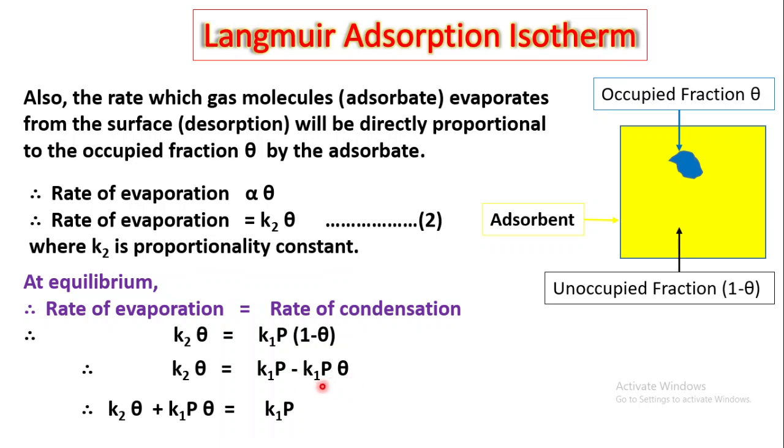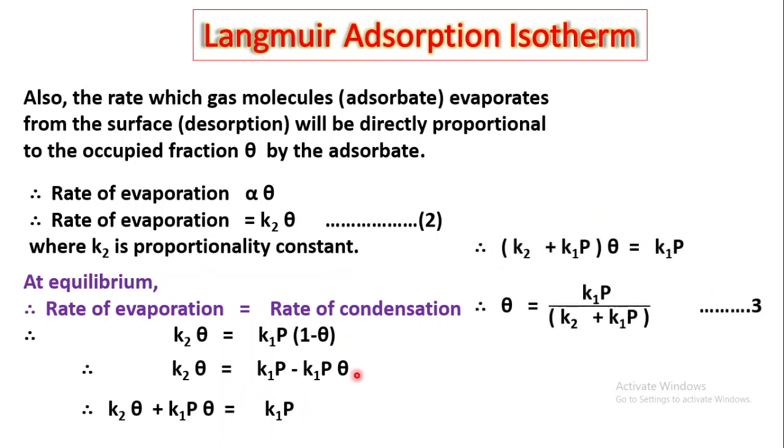Now take this term to the left hand side, then we get k2 theta plus k1p theta is equal to k1p. Next step, take theta common from this equation, then we get k2 plus k1p in bracket theta, which is equal to k1 times p. Now adjust the equation for theta, take this term to the right hand side, then we get theta is equal to k1 into p upon k2 plus k1p. This is equation number 3.